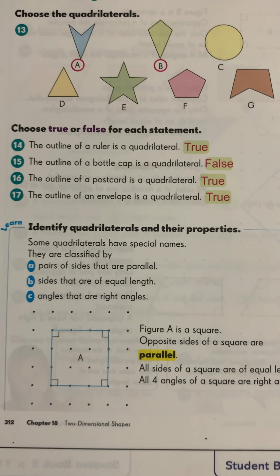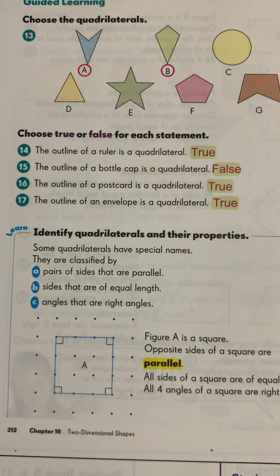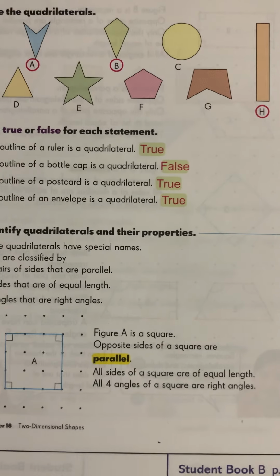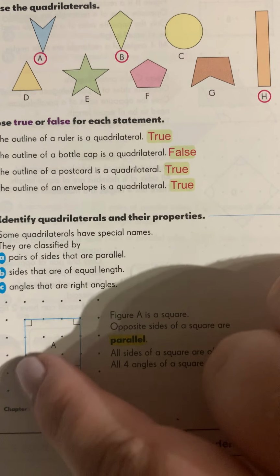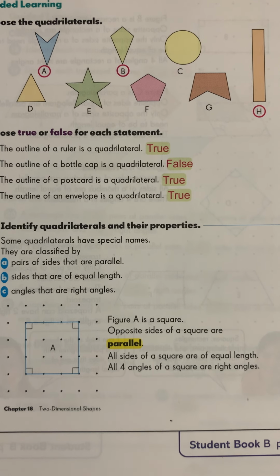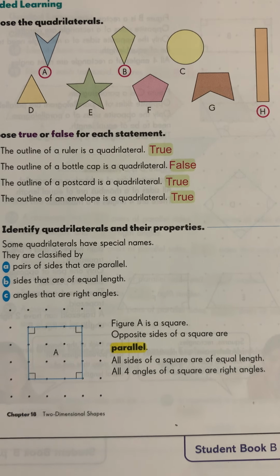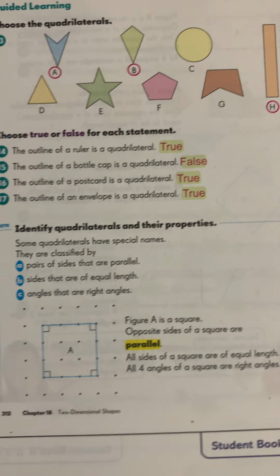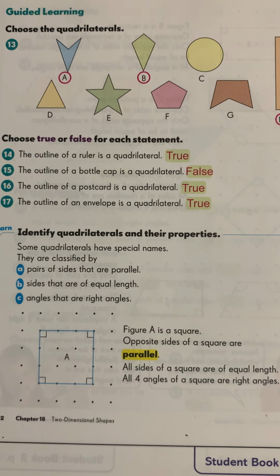Opposite sides of a square, so this side and this side, are parallel. That means that the lines are never going to touch, no matter how far I go, and they're always going to be the same distance apart. All sides of a square are of equal length. And all 4 angles of a square are right angles. Okay? So, those are some different things that you can find in quadrilaterals.